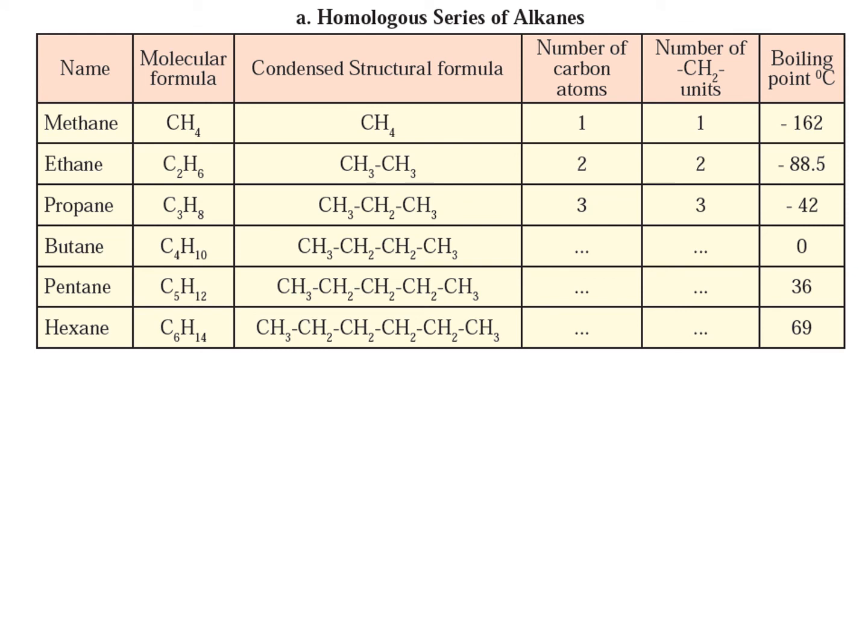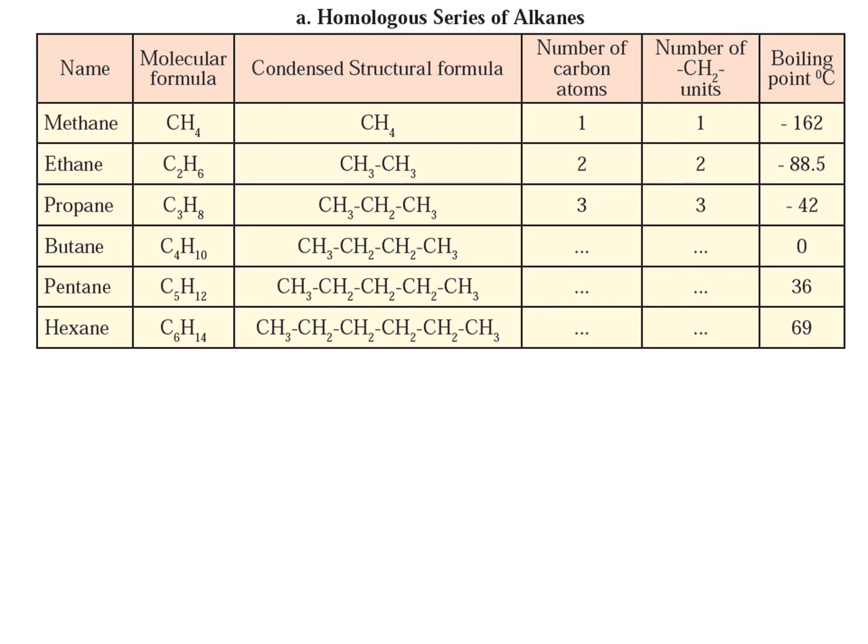Now we'll go to the next part, that is homologous series of alkanes. Now if you see here, from methane to hexane, the number of carbon atoms is increasing, and as the number of carbon atoms is increasing, the number of CH2 units is also increasing. As I showed in the previous slide, in methane we have only one CH2 unit, in ethane we have two, in propane we have three. Similarly, in butane, pentane, and hexane, as the number of carbon atoms increases, you draw the structural formula and then find out the number of CH2 units.